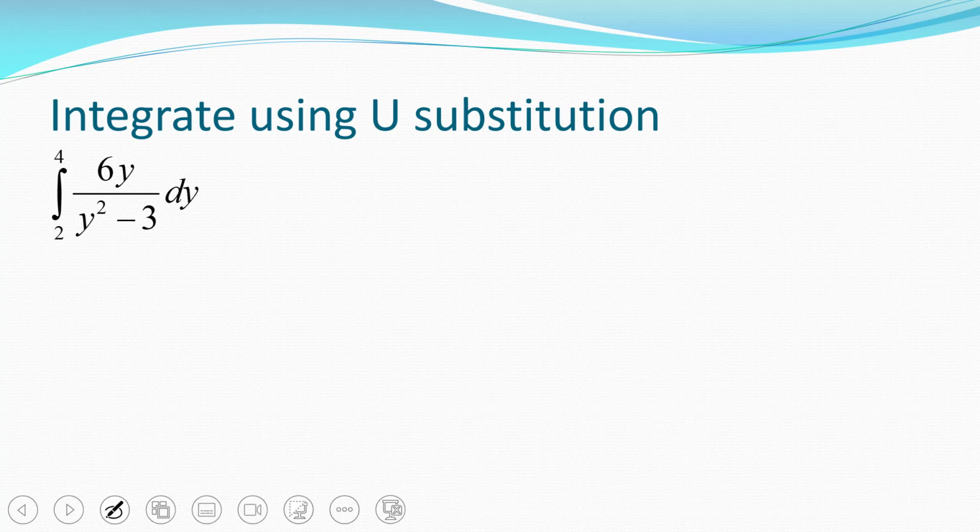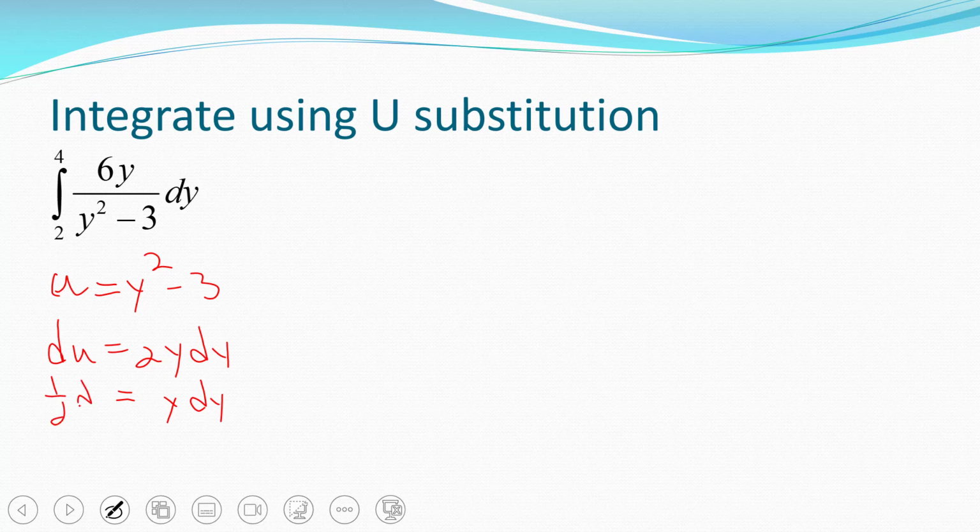We'd have to do something else to figure out the answer, if it exists at all. But over this interval, we're fine. So I'll use u equal to y squared minus 3. Then du will be 2 times y dy, which means that y dy will then be 1/2 du.